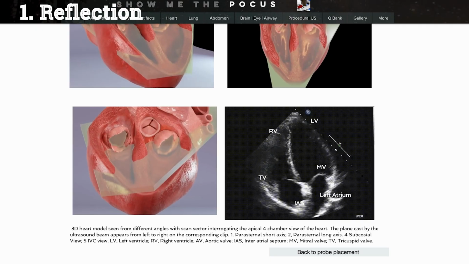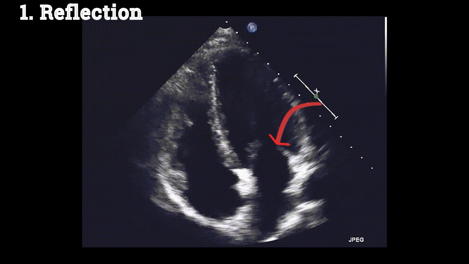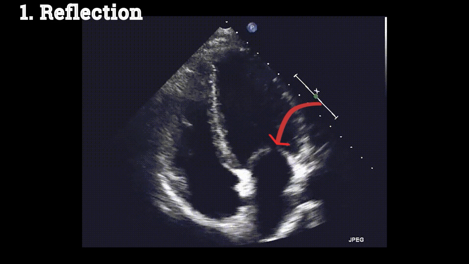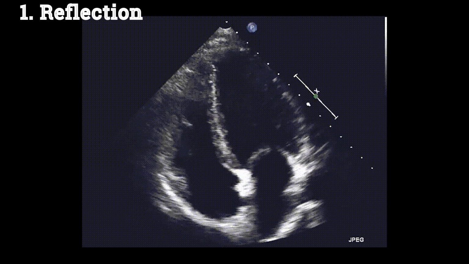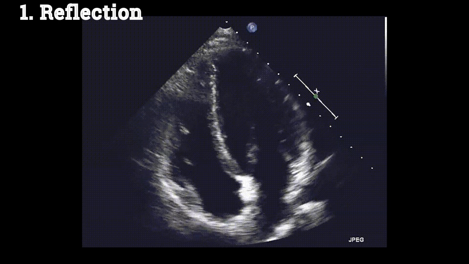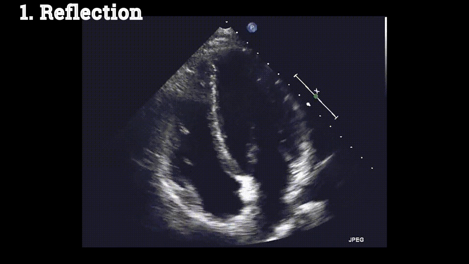When looking at the apical four-chamber view, we see that the mitral valve, when closed, is at 90 degrees from the ultrasound beam, and the valve acts as a strong reflector. Tissue boundaries that are parallel to the ultrasound wave's path act as poor reflectors. When the ultrasound wave is not reflected, the ultrasound signal is not recorded, and the display shows a lack of signal or dropout of the ultrasound picture.